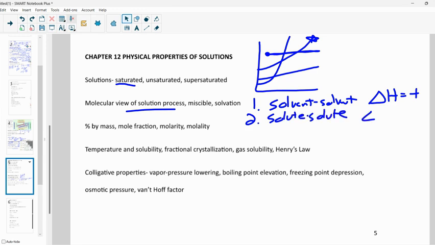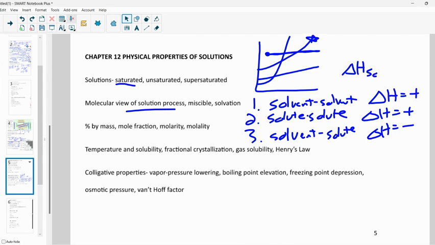I have to overcome solute. That's also a positive value. But now I'm getting new attractive forces, new bonds forming. Not really bonding, but we can think of as strong attractive forces. Anytime new ones form, that's a negative value. So my heat of solution is when I add these 3 together.